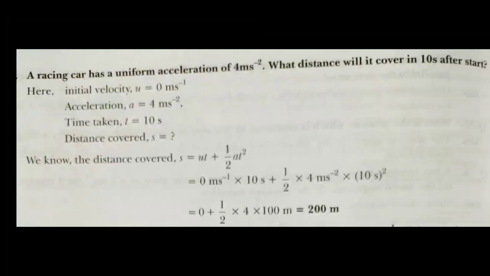Question number 4. A racing car has a uniform acceleration of 4 meter per second square. It means what is given? Acceleration. What distance will it cover? What do we have to find? Distance. In 10 seconds, so time is 10 seconds after start. It means initial velocity is 0. So we will write the given values, and what we have to find is the distance covered. So we will use the second equation of motion. We will put the values, and after calculating we will get the answer.